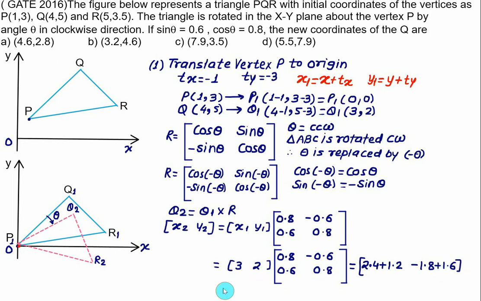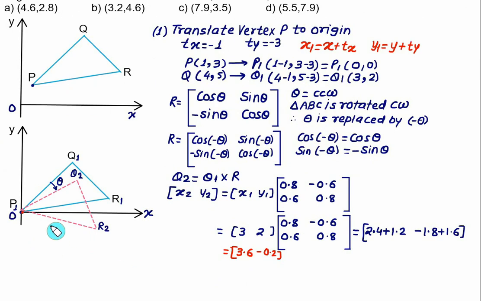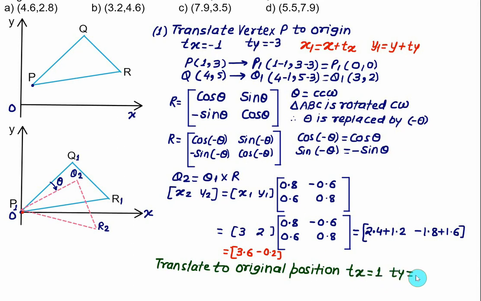So finally we are getting x2, y2. x2 is 2.4 plus 1.2, which is 3.6. Minus 1.8 plus 1.6 is minus 0.2. So this one is our y2 coordinate. Once you do the rotation, then you have to retranslate the point to the original position using tx equal to 1 and ty equal to 3. So translate to original position using tx equal to plus 1 and ty equal to plus 3.